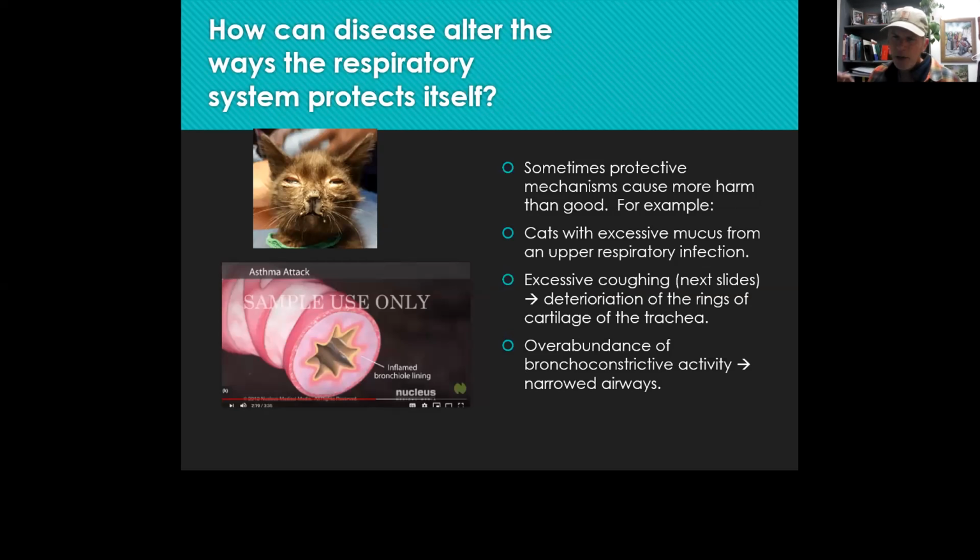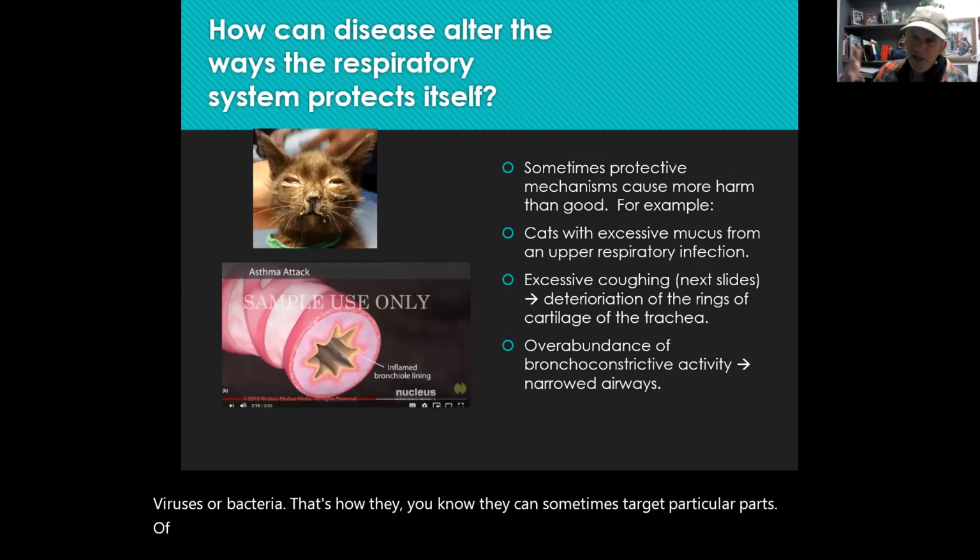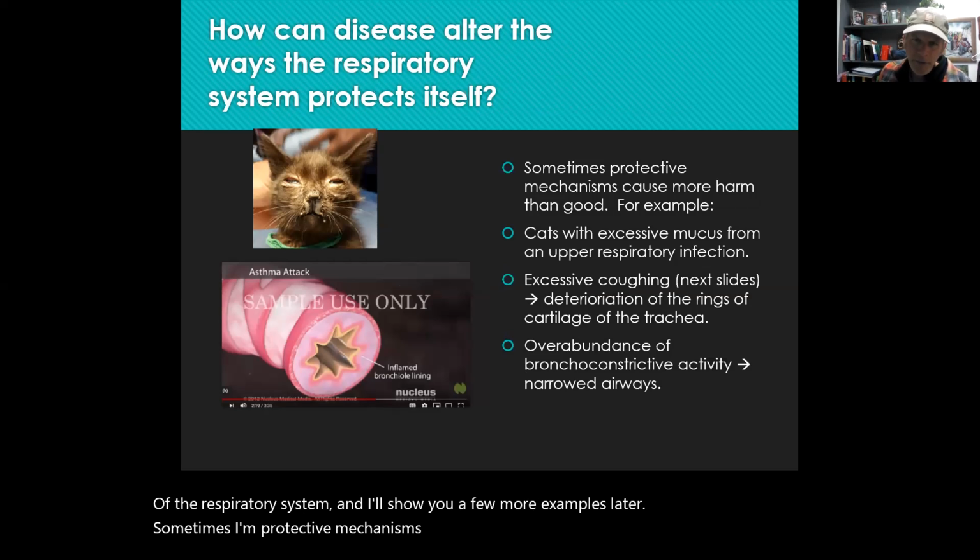Now, that's how some viruses or bacteria can sometimes target particular parts of the respiratory system, and I'll show you a few more examples later. Sometimes protective mechanisms cause more harm than good.